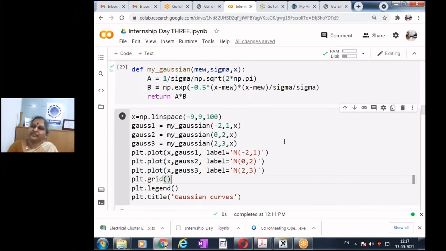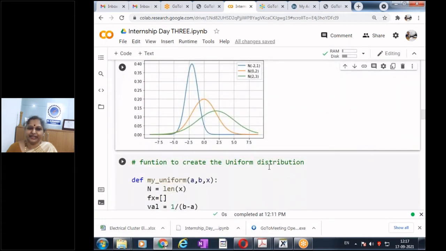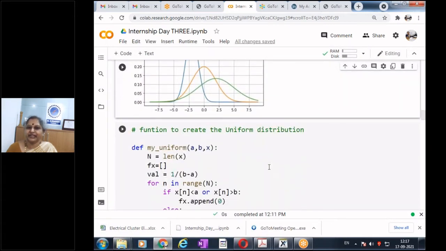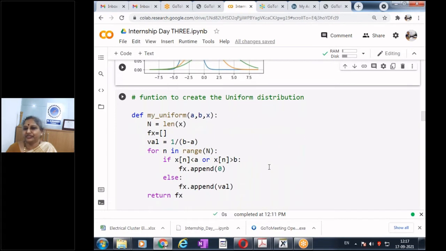So let's proceed. Anyway, you know that I'll be sharing the code, so you can go through the program. Now let's take up how to create a uniform distribution. We saw the uniform distribution.